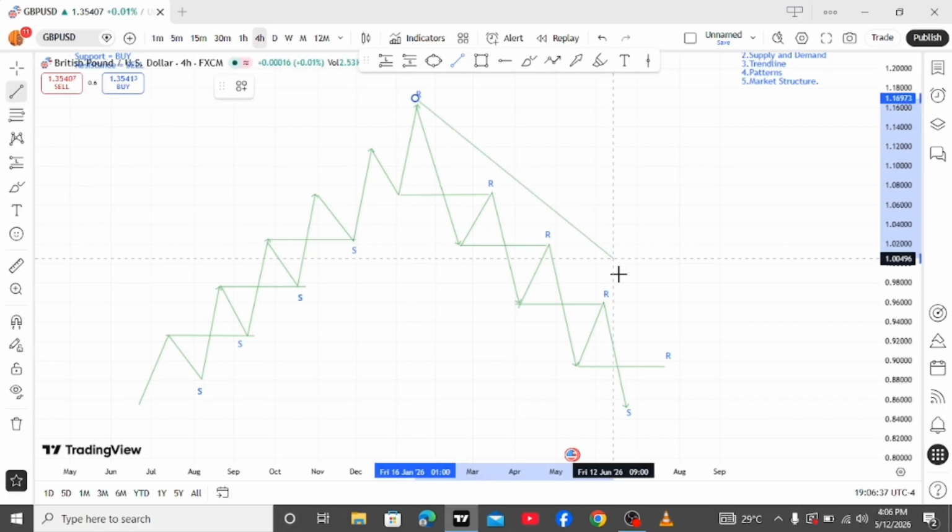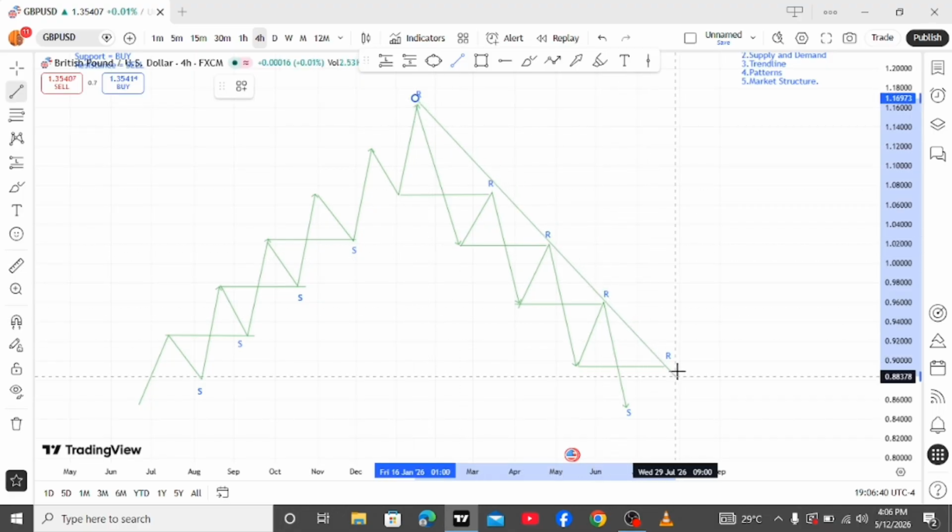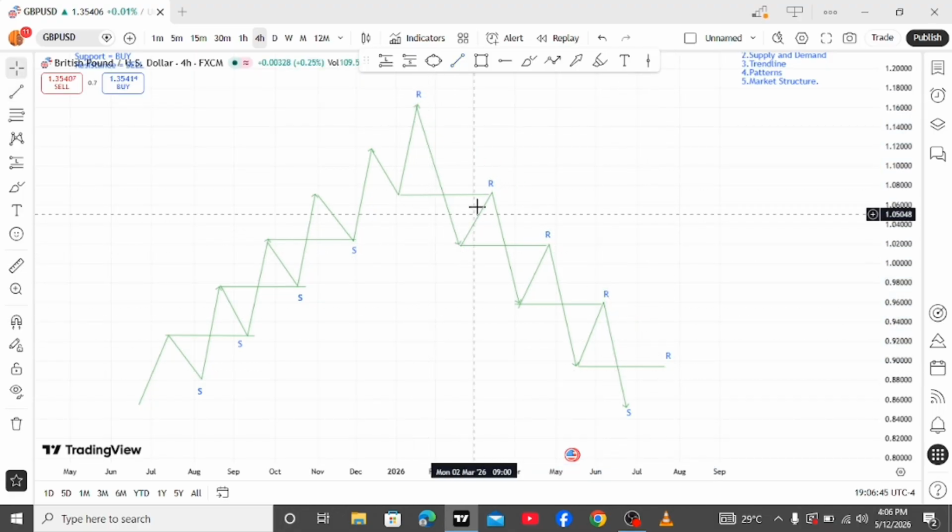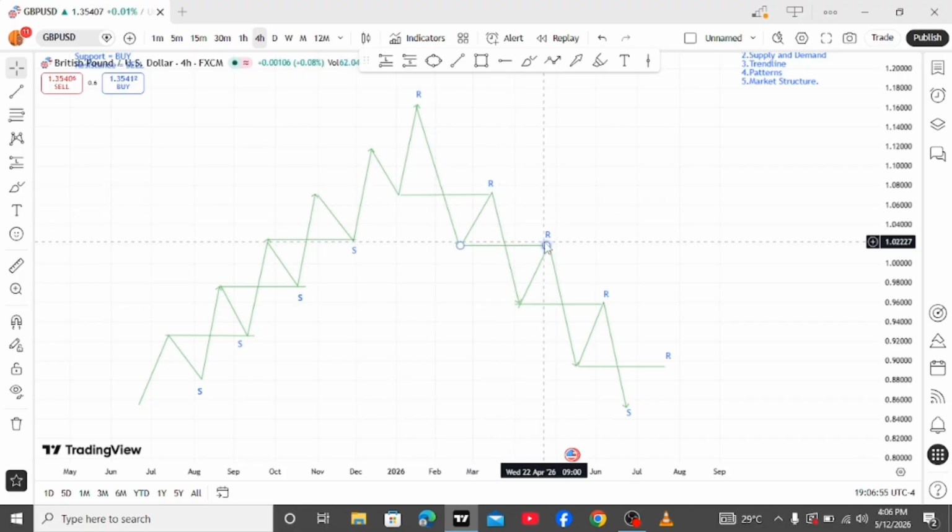All this resistance right here. This whole resistance. So if you notice, the market goes up to the resistance level and then it's a good opportunity to sell. The market goes down, came back to retest another resistance level up here, which is another good opportunity to sell again.